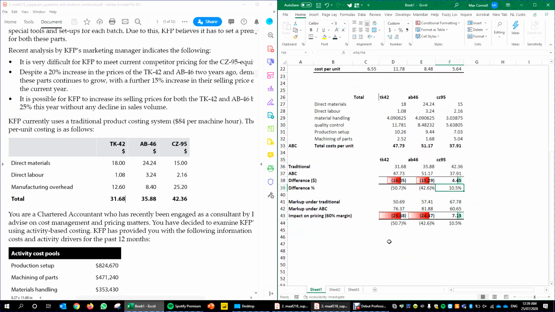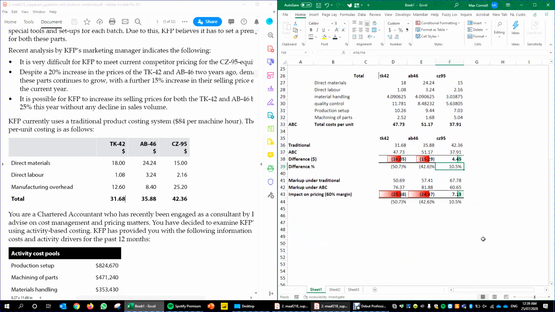Okay, so straight away what we know is that activity-based costing is probably the correct way of doing it. It really measures all of the drivers. It apportions the cost related to that product. So it's the true underlying cost of the product. So what we know straight away is that the cost margins have been understated for TK42 and AB46, and they've been slightly overstated for CZ95.